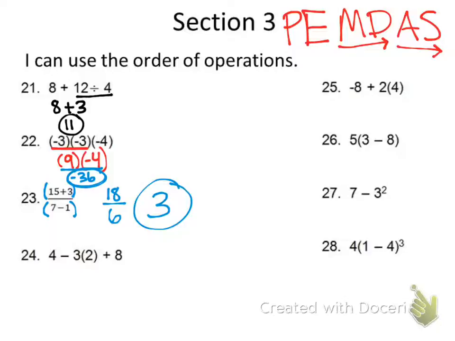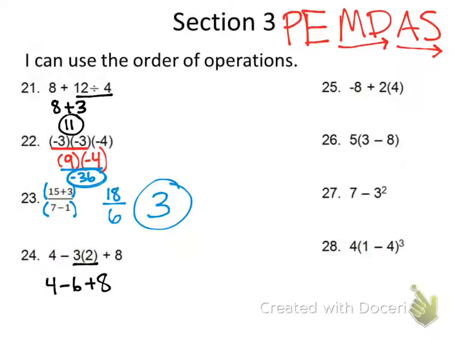Number 24. 4 minus 3 times 2 plus 8. 3 times 2. You want to multiply first. Good. 4 minus 6 plus 8. What will I do next? 4 minus 6. It's not division first, 6 plus 8.